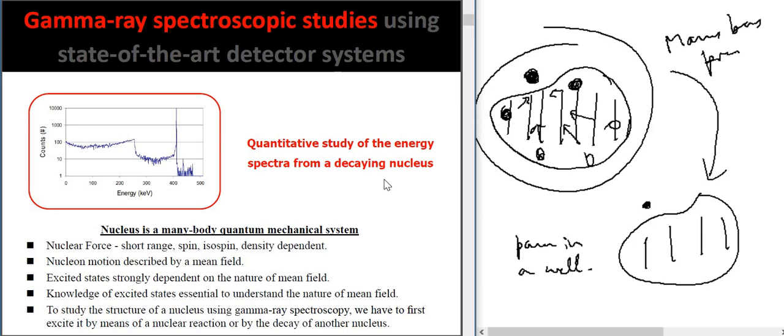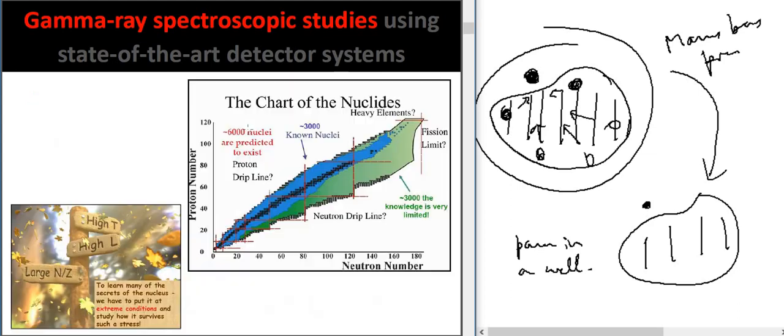Well, I was saying that the gamma rays were emitted as a result of nuclear de-excitations, right? So first I have to excite the nucleus, and how am I going to do that? Well, by means of a nuclear reaction or by the decay of another nucleus, right? And then I am going to observe those gamma rays by putting an appropriate detector nearby and observing the signal. So this is our game plan, right?